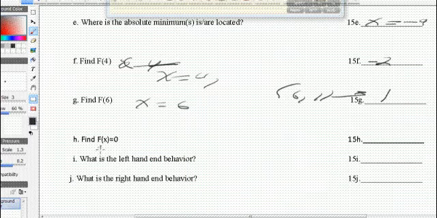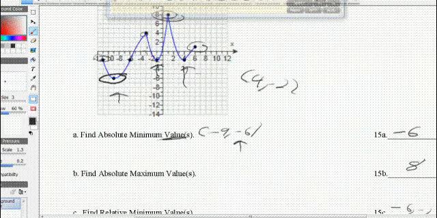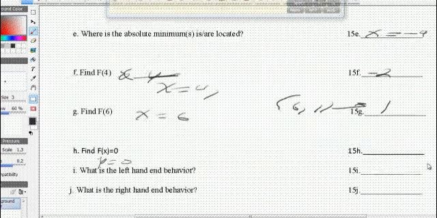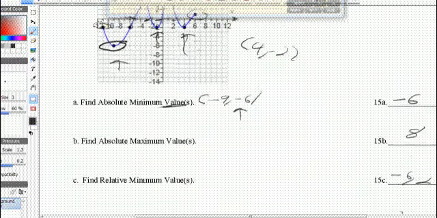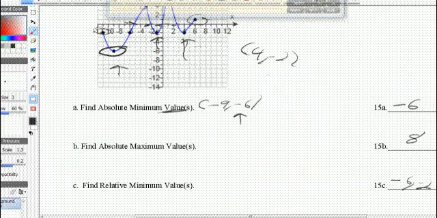F of x, that simply says y equals 0. So where do you have y equals 0? You have y equals 0 at several places. Here, here, here, here, and here. So rough estimate, I'm going to say -5, -2, 0, 3, and 5. Let me check to see if those are my x-intercepts. Yep, pretty close.